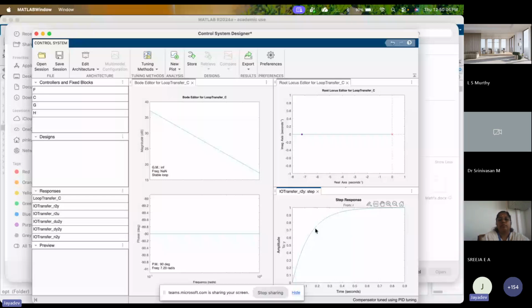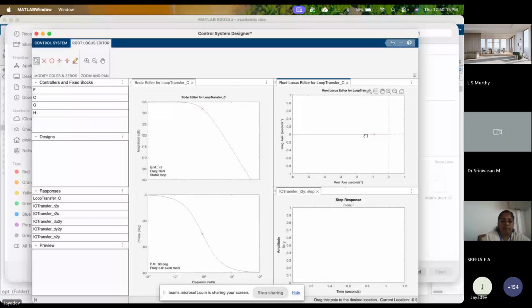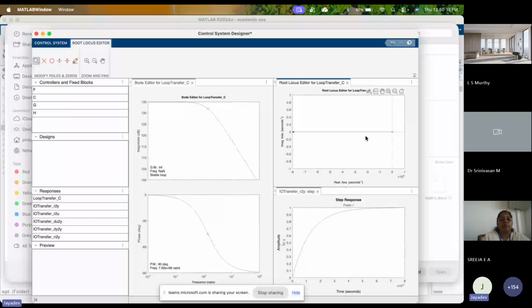Then, if you want to tune more, you can vary the poles and zeros directly here. You move here, and your step response will move like that. So in this way, you can tune directly, graphically, according to your requirement.